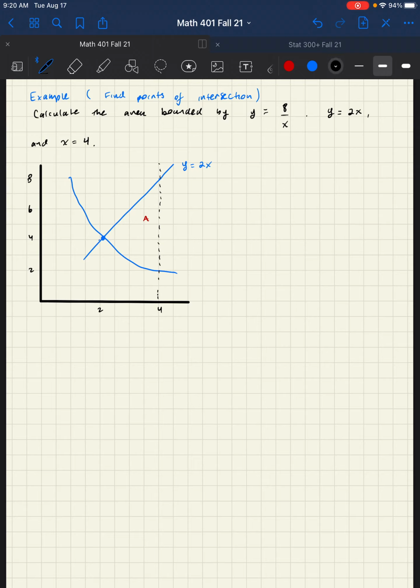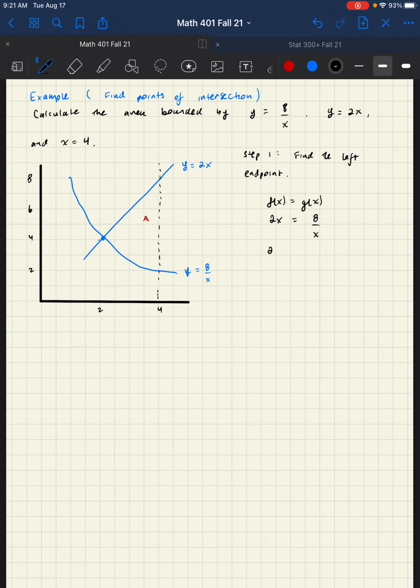So what is the left endpoint? That's the question. So step 1, find the left endpoint. And we can do that by setting the two curves equal to each other. So we're going to do f of x equals g of x. So that's going to be 2x equals 8 over x.